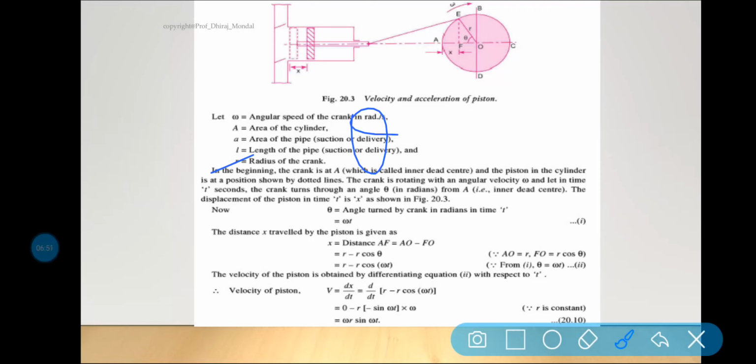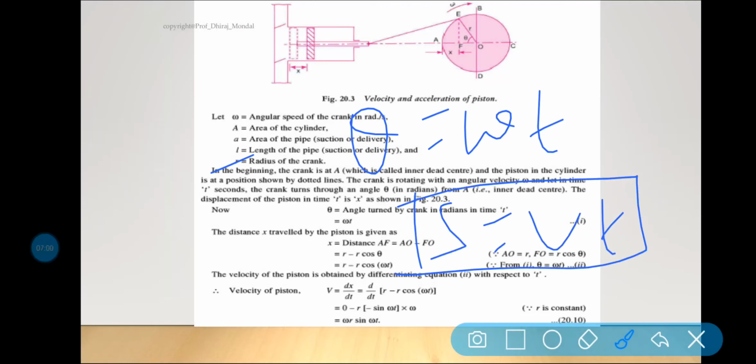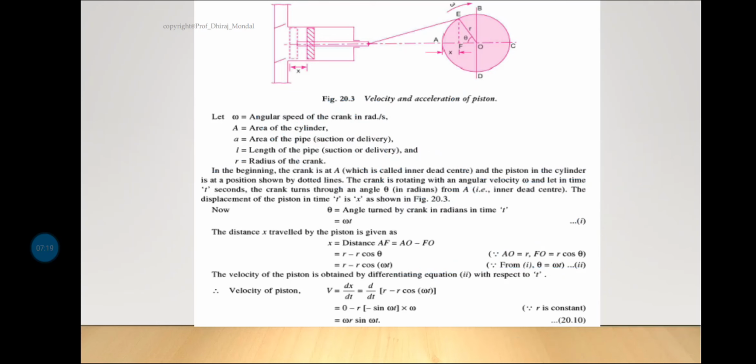Next, R is the radius of the crank. Now we know that theta is equal to omega t. Linear displacement is S equal to Vt, but angular displacement is angular velocity into time. You have gone through rectilinear motion and curvilinear motion in your engineering mechanics, so it is clear. Now theta is equal to omega t.